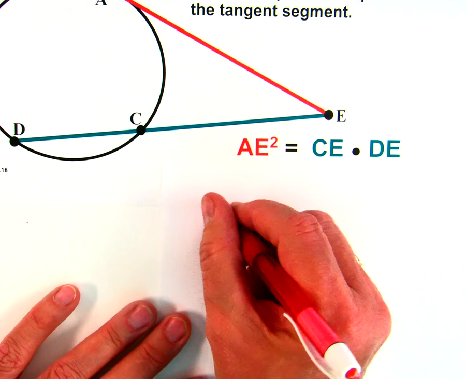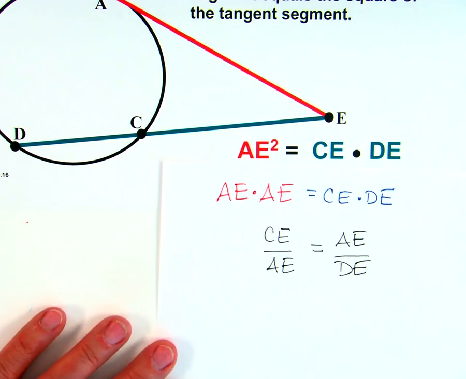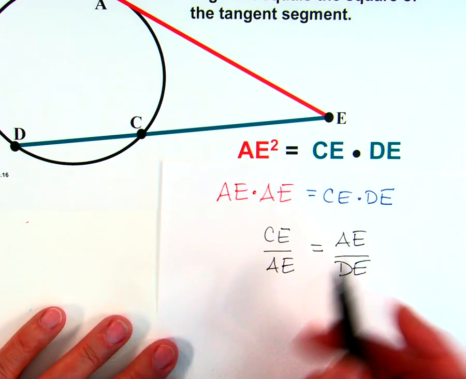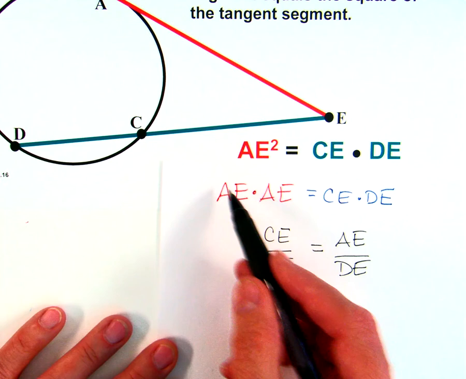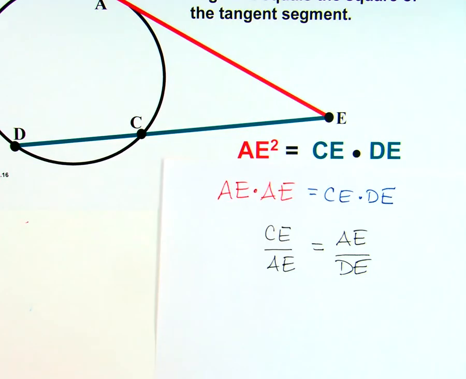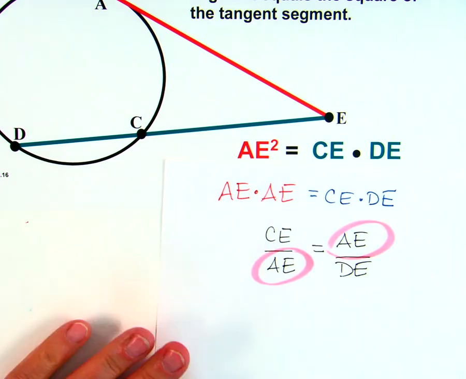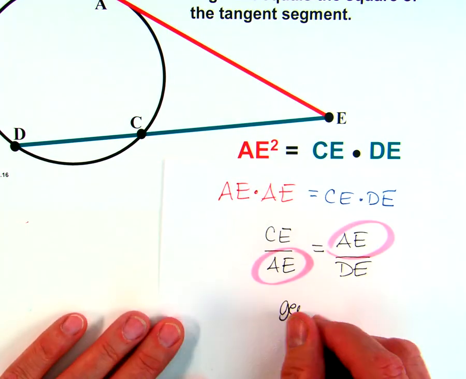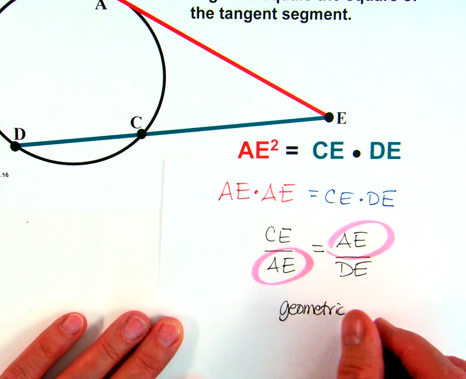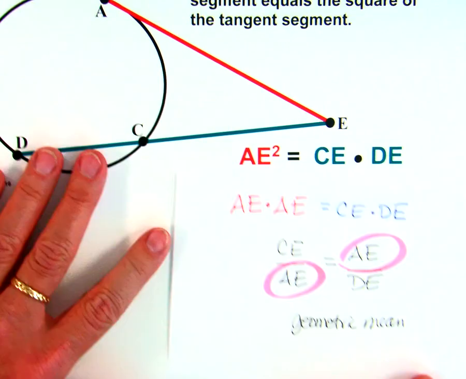This should look familiar. Figure out what it is. Well, look here. This is what should look familiar. The means are the same thing. This is the geometric mean. So what we have with this theorem is that the tangent from the same external point is the geometric mean of the external secant segment and the whole secant segment. It's the geometric mean.